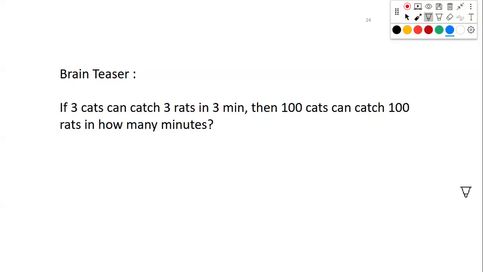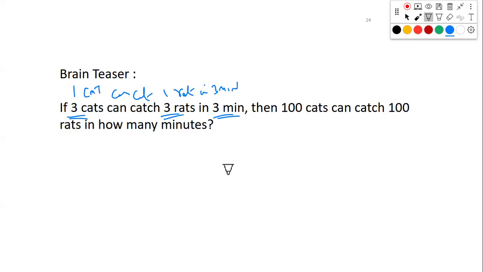Three cats can catch three rats. If three cats can catch three rats in 3 minutes, then 100 cats can catch 100 rats in how many minutes? So it is the same as, okay, three cats can catch three rats in 3 minutes. That means one cat can catch one rat. It is not 1 minute. So it takes 3 minutes.